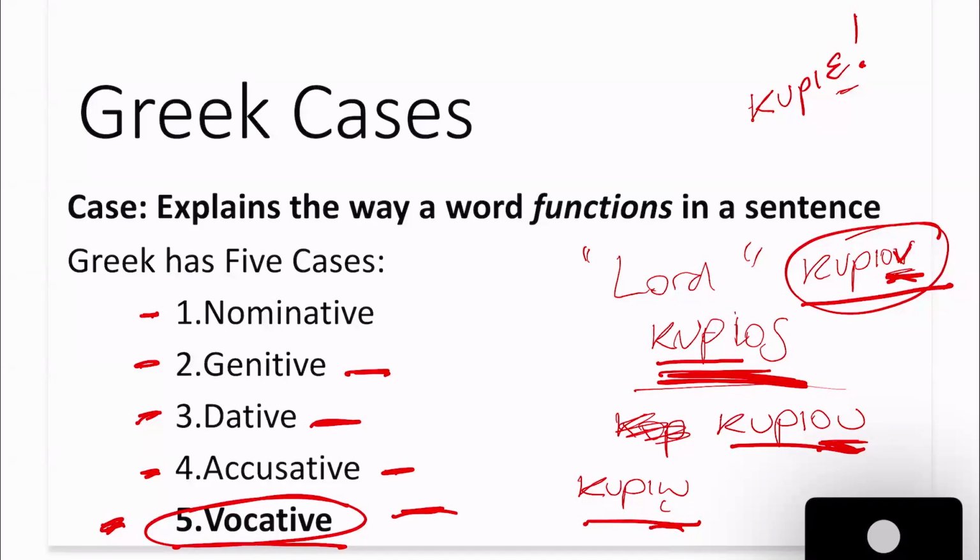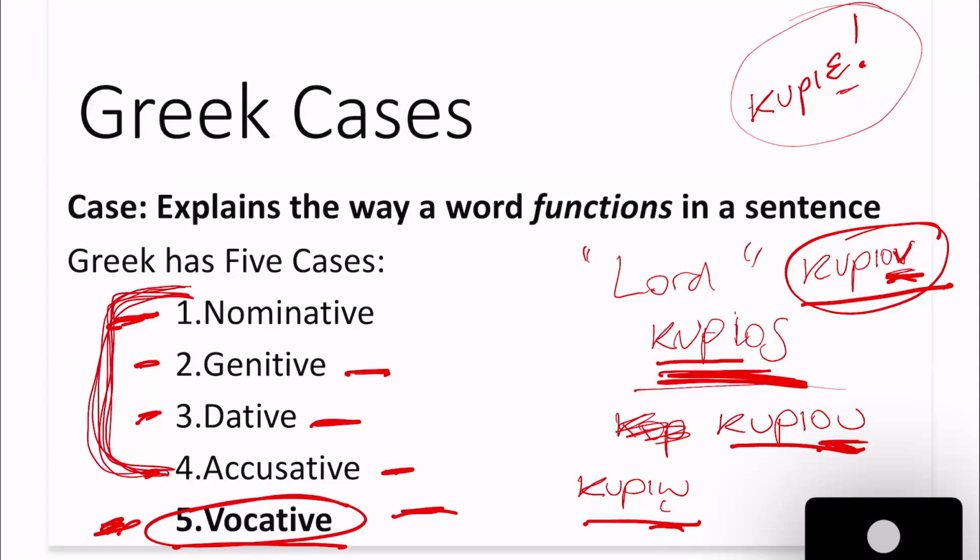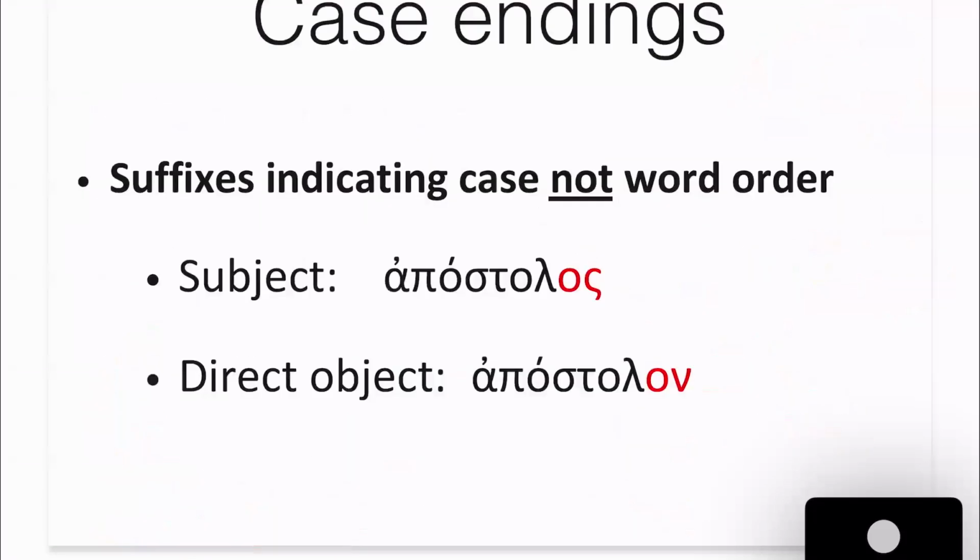And so often in some of the paradigms that we learn, the vocative and the nominative are actually identical. And so it's only context that will tell us the difference. But sometimes we have this epsilon on the end, and it's quite obvious that you're using the vocative case. Anyway, technically there are 5 cases, but when we learn our paradigms, we actually only learn the paradigms for these 4 cases.